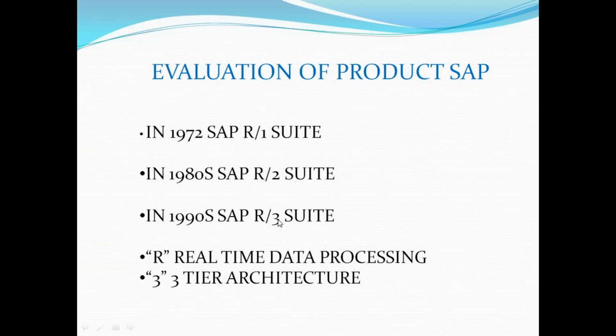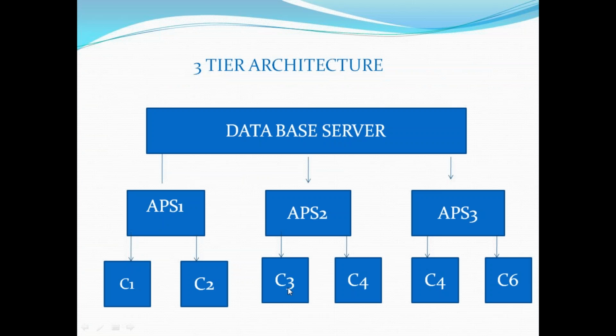So now what is 3? This is the most important thing to know. 3 refers to 3-tier architecture. Not only SAP, every ERP product works on client-server technology. Clients are nothing but small storage, servers are big storage capacity. Under 3-tier architecture, we have the following servers in SAP.